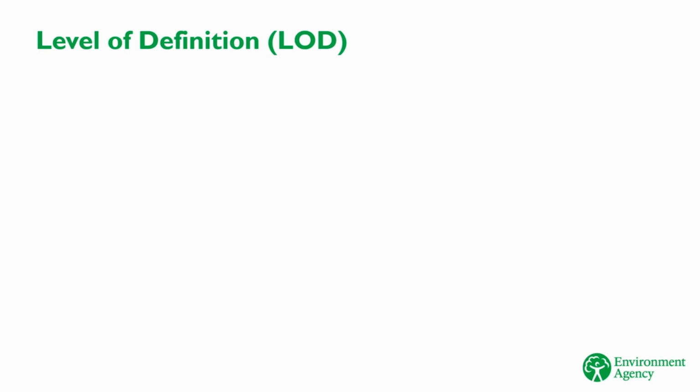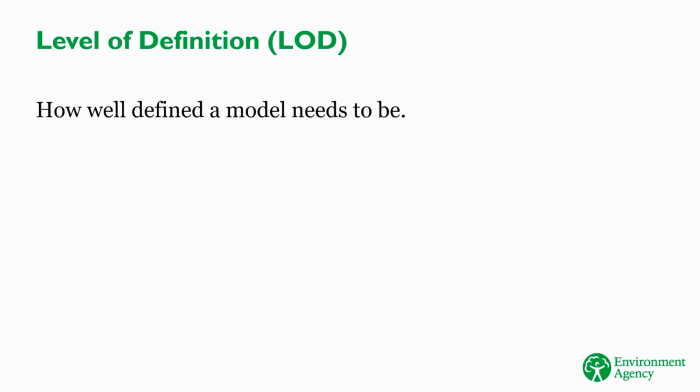Level of definition is a description of how well defined a model or piece of information needs to be. Throughout the life cycle of a project or asset, we don't always need very specific information. For example, early on in the project, you might not know what you're going to build. And you probably won't know the shape, size, or materials used in the construction. But by the time you get to the construction stage, you definitely need all these things to be defined.